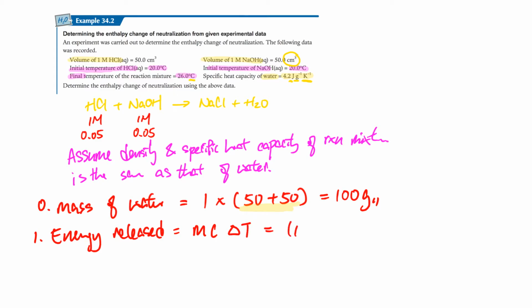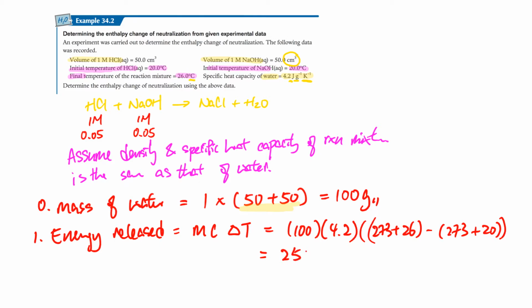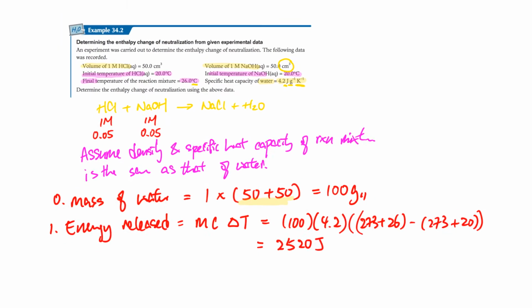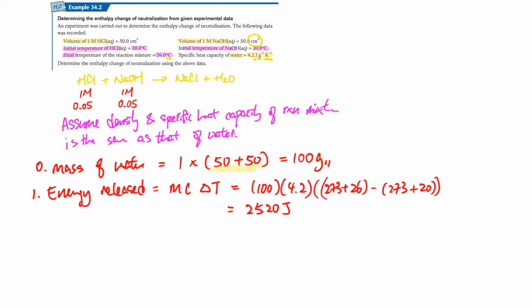So it will be 100, that will be in gram, 4.2, that is joule per gram per K, and then the temperature change, that should be 273 plus 26 minus 273 plus 20. By doing this, you can find the energy released should be 2,520 joule.